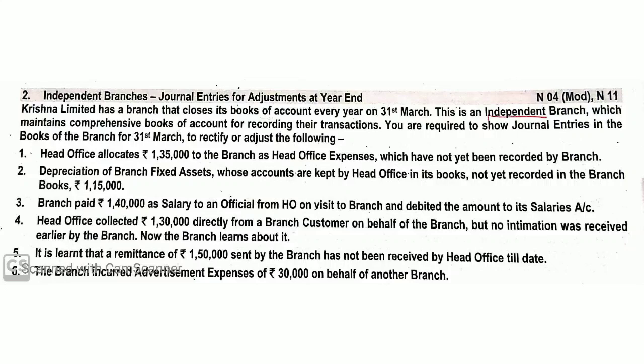It is advertisement expenses for some other branch. So we are making payment. So head office should be debited because on behalf of head office we are paying. So head office account debit to cash, being the expenditure on account of other branches recorded in branch book. See, this is the narration. Okay.